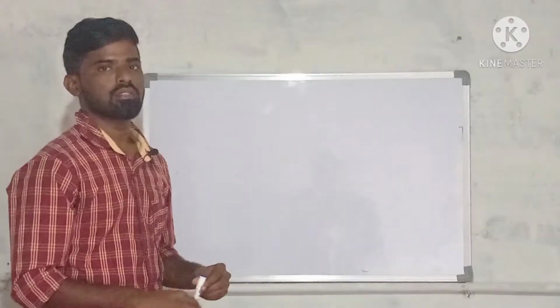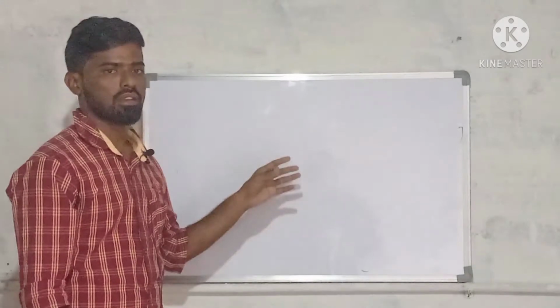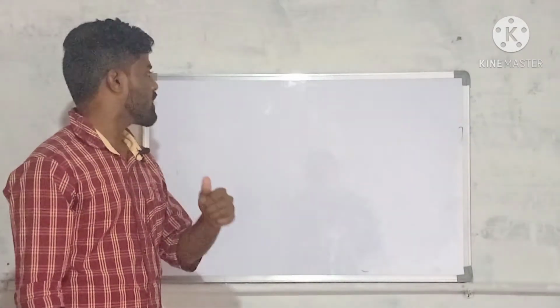That is 987 square. Till now we have seen the numbers which are near to powers of 10. What if the number is not near to a power of 10?